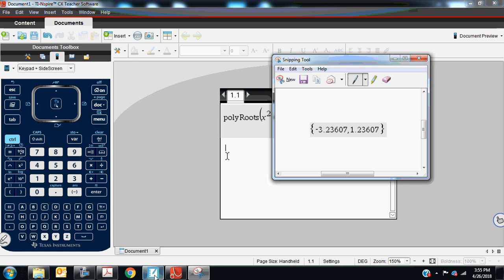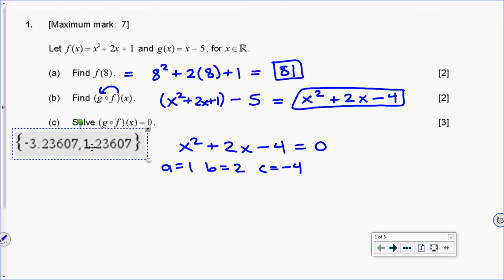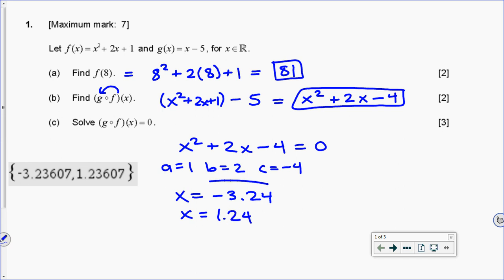Just going to bring this over here to the screen where we were working. And finally, we should answer the question: x equals -3.23, at least 3 sig figs. Oops, I rounded that incorrectly. -3.24. And x equals 1.24. That's one way to solve this quadratic. You could also use the quadratic formula or even a graph. And that's all for question 1.